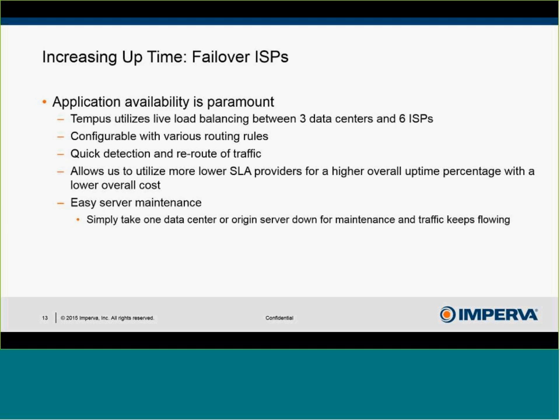It also allows us to utilize lower SLA providers for a higher overall uptime percentage. As a provider, do you invest in extremely expensive, five-nines connectivity warranted service, or do you buy three lower SLA carriers? The problem with a five-nines carrier is that if they're down, you're still in trouble. Secondly, what this allows you to do is create a higher overall uptime by using lower SLA connectivity.